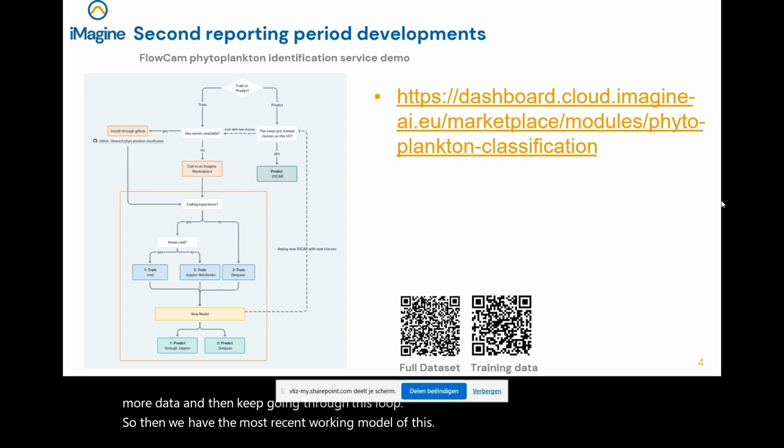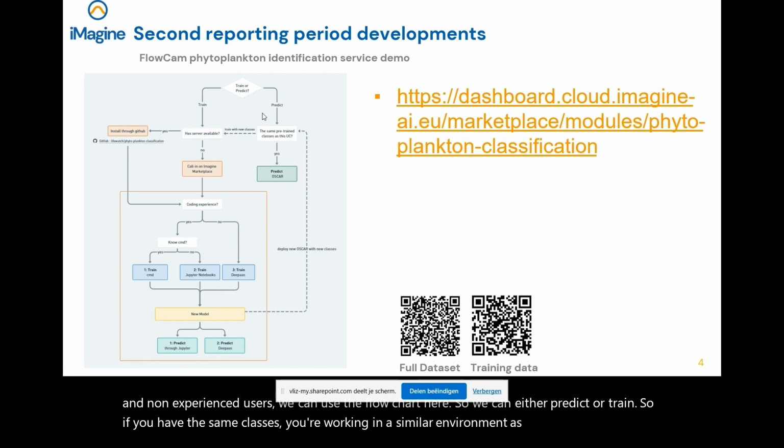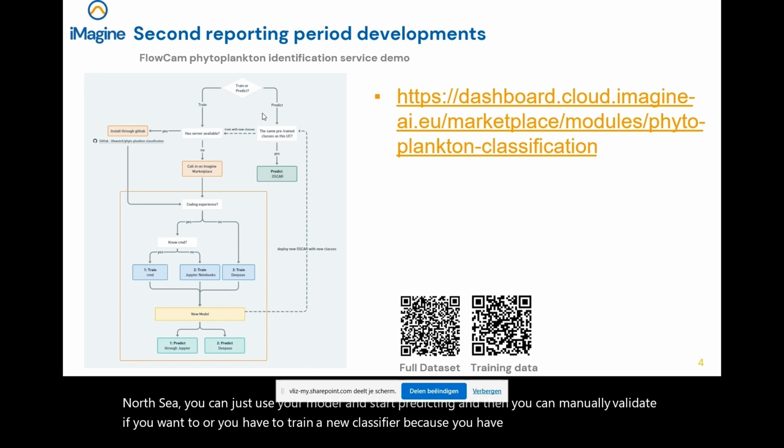We have this available in the iMagine marketplace, and to make it available for both experienced and non-experienced users, we can use this flowchart here. So we can either predict or train. So if you have the same classes, you're working in a similar environment as the Belgian part of the North Sea, you can just use our model and start predicting, and then you can manually validate if you want to. Or you have to train a new classifier because you have different classes, for example.